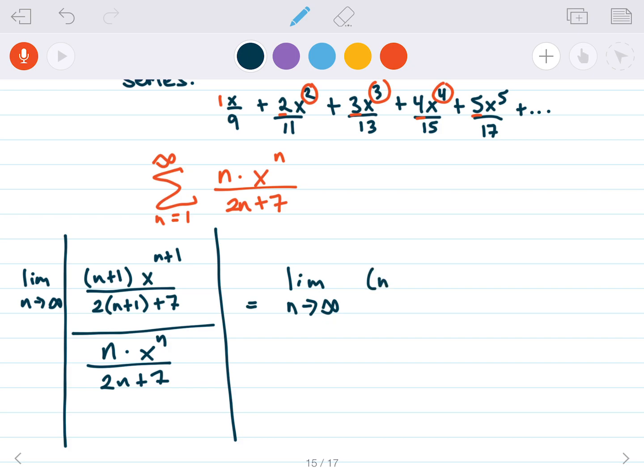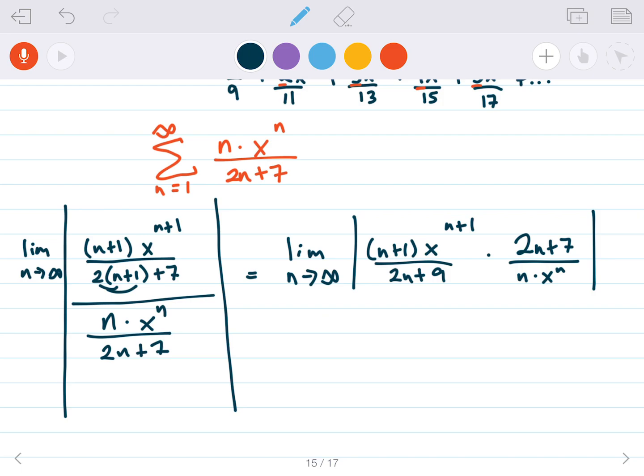So we have n plus 1, x to the n plus 1. I'm going to do this distribution really quick. 2n plus 2 plus 7 is 2n plus 9. Okay, now multiply by the reciprocal, so times 2n plus 7 over n times x to the n. This is all in absolute value bars again.